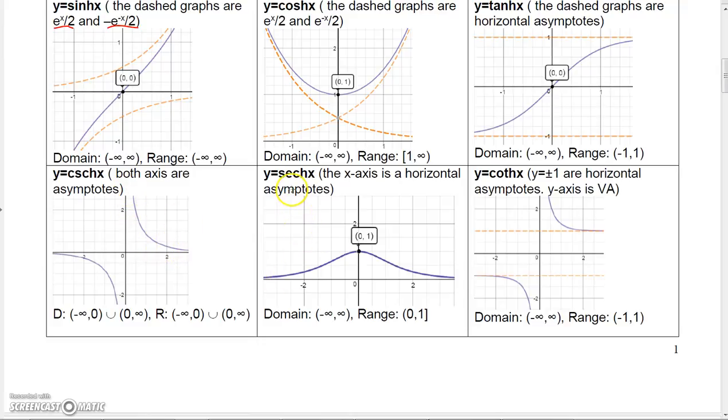And the hyperbolic secant, the x-axis is a horizontal asymptote, and so the domain is all real numbers, but the range is just from 0 to 1. So it just goes from 0 up to 1.